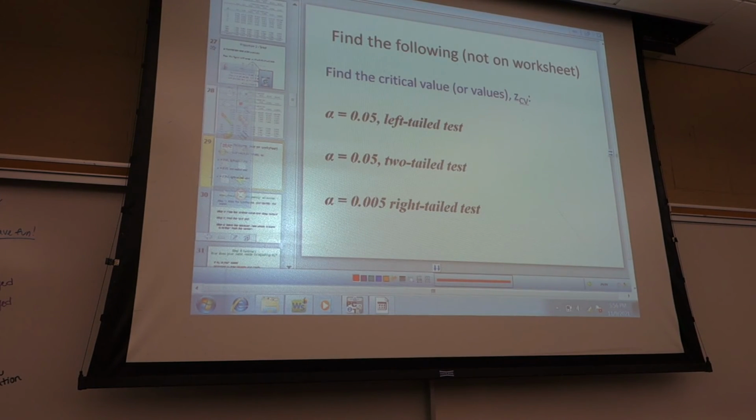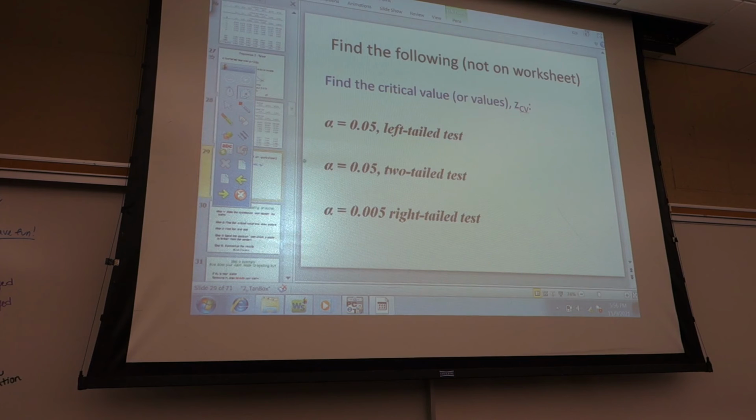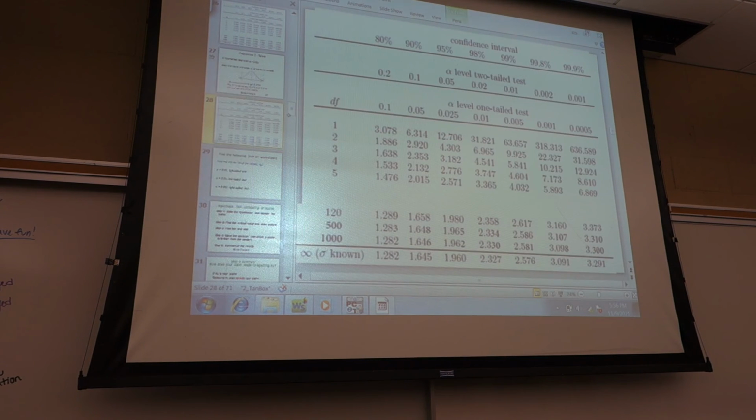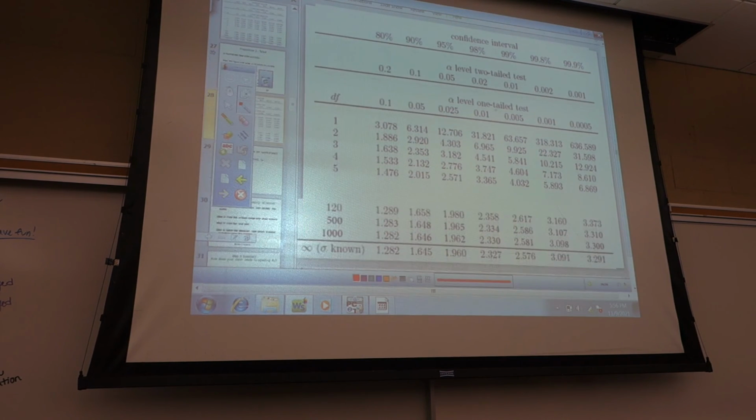Okay. So the first one, Angela, what did you get for the first one? 1.645. Okay, so that's almost correct. Remember, it's left-tailed, so it needs to be what? Negative. So if folks have trouble, it's alpha 0.05. So that's one-tailed. 0.05 right here. 1.645.